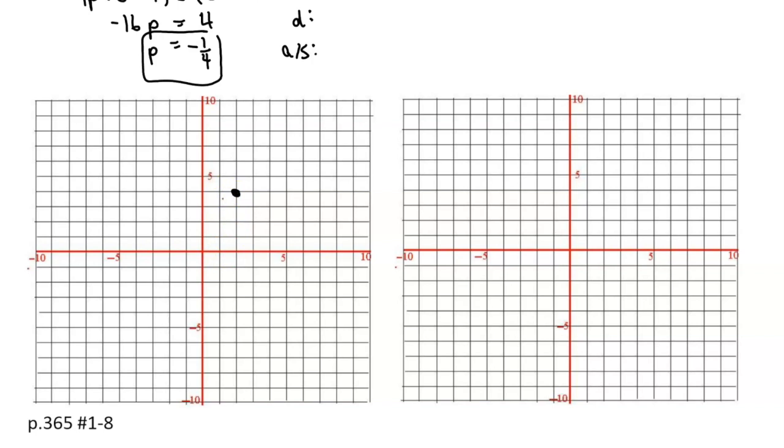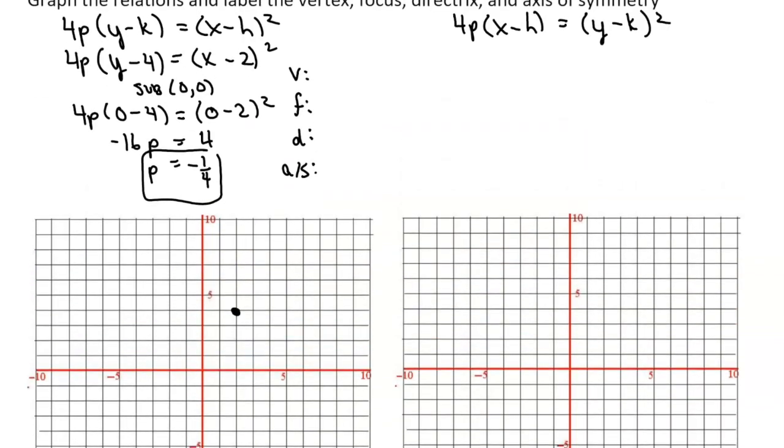Okay, and you can start to think about, well, what would this start to look like? If my p-value is -1/4, then maybe I could write my overall equation. If I sub this in here and I do 4 times -1/4, then I would just get negative (y minus 4) equals (x minus 2) squared. I'm running out of space. And that's going to tell us that we have a parabola that is going to open down.